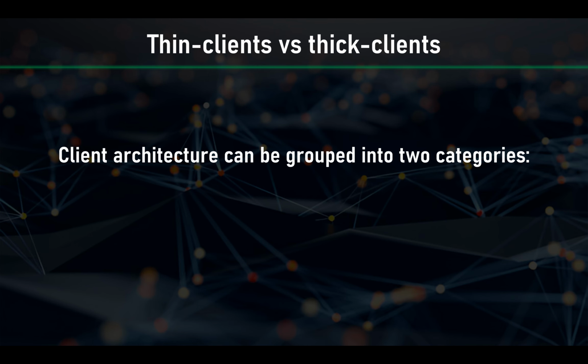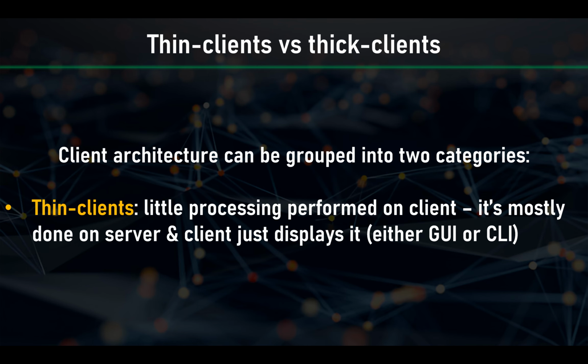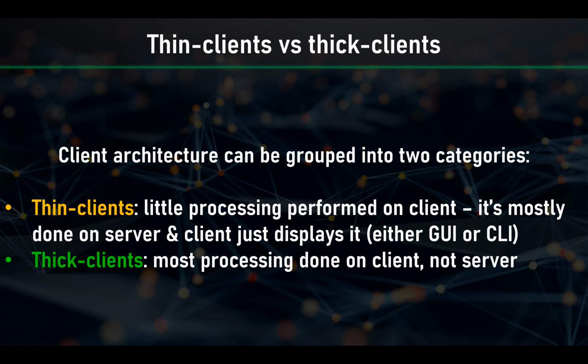Then if we look at the two different types of clients, client architecture can be grouped into two categories. Thin clients: here little processing is performed on the client. Most of the processing is done on the server. Then the client will just display it, and the display can be either a GUI, a graphical user interface, or a CLI, command line interface. Then there are thick clients, where most processing is done on the client, and the server is not that powerful.